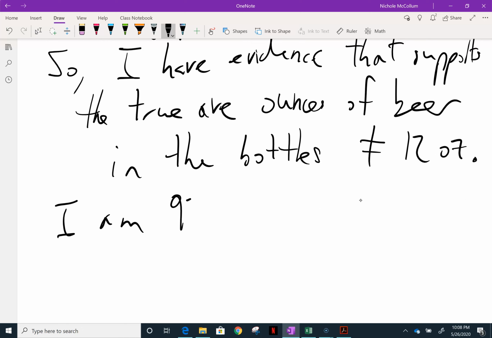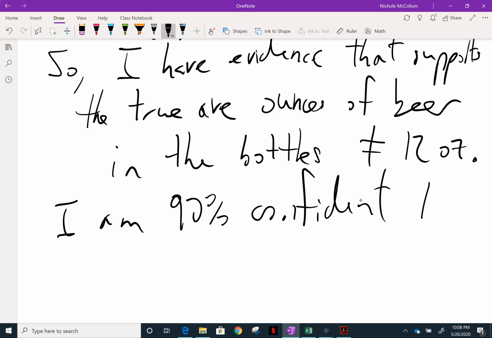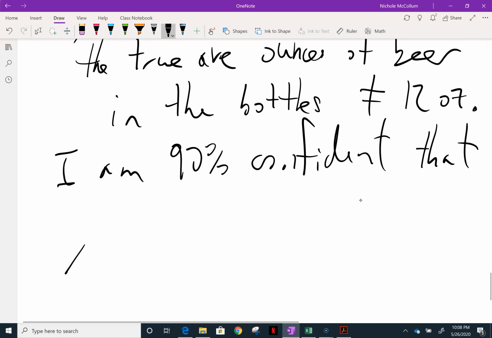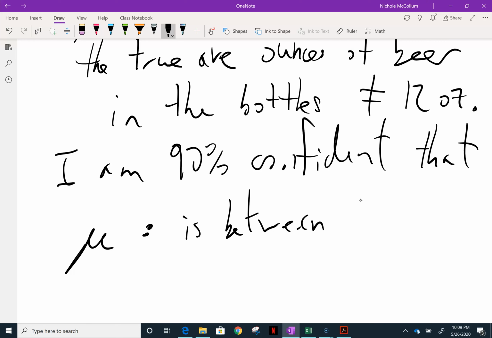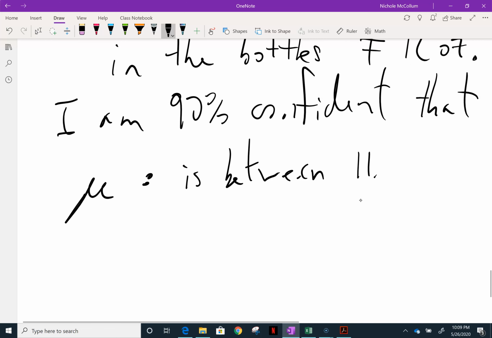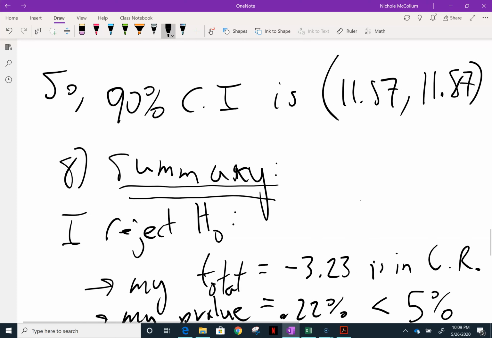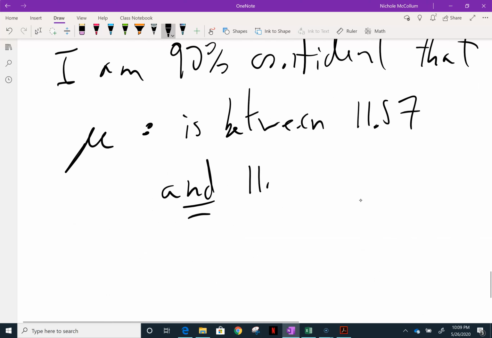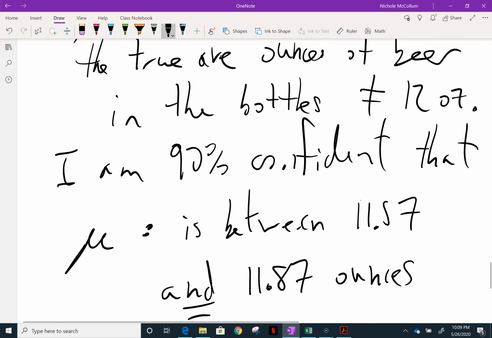I am 90% confident that mu, which is the true average, is between, and recite your work, 11.57 and 11.87 ounces. If you notice, I'm just summarizing everything we've just worked our behinds off, all right?